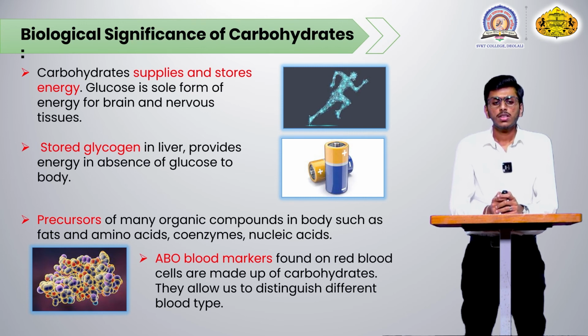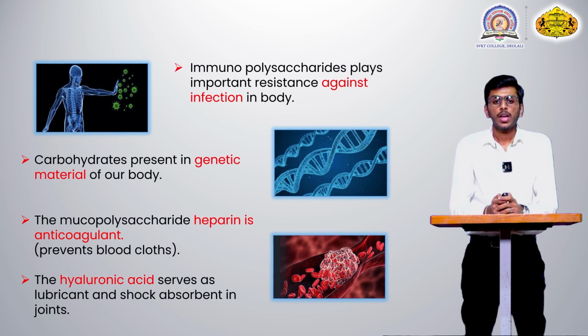Glucose is a precursor for many organic compounds in our body such as fats, amino acids, coenzymes and nucleic acids. Carbohydrates are also ABO blood markers found on red blood cells. They allow us to distinguish between different types of blood. Immunopolysaccharides play an important role in resistance against infection in our body and act like a shield. Carbohydrates are present in the genetic material of our body.